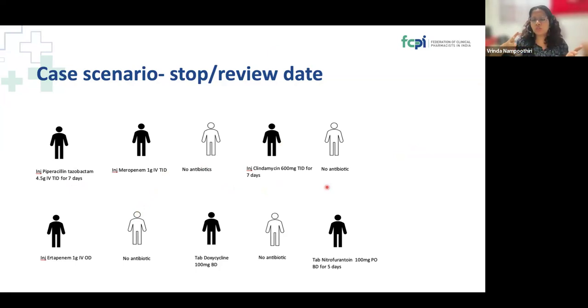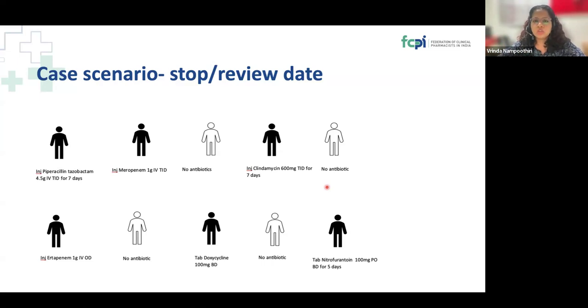When you go into the ward, you don't know which patients are on antibiotics, or which patients have a review date written in the prescription. You don't know anything. You're just going into a ward which has about 10 patients admitted. Now you're going to implement a PPS to look at how many of them have a written stop or review date.